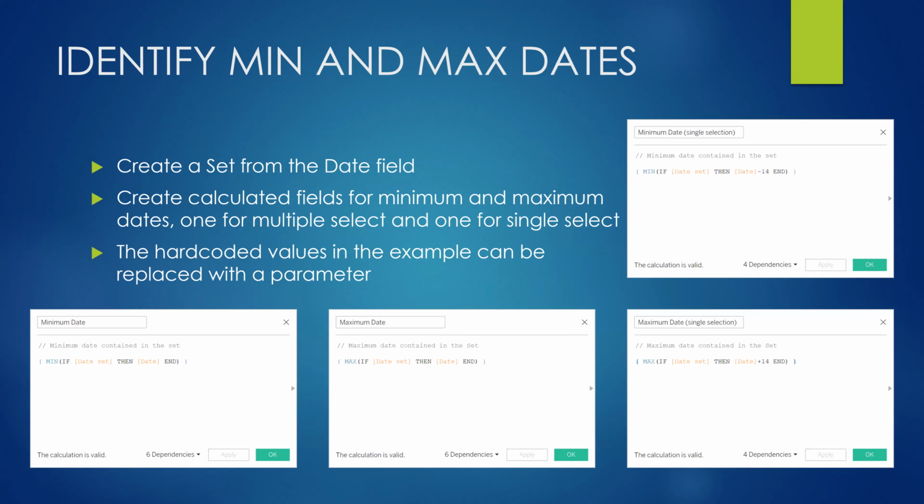However, if you select just one item on the line chart, you want to create a boundary. So for this one, I just subtracted 14 days and added 14 days on either side. For example, if I selected May the 15th, the minimum date would be May the 1st and the maximum date would be May the 29th. This gives two sets of options depending on how the user wants to interact with the dashboard.